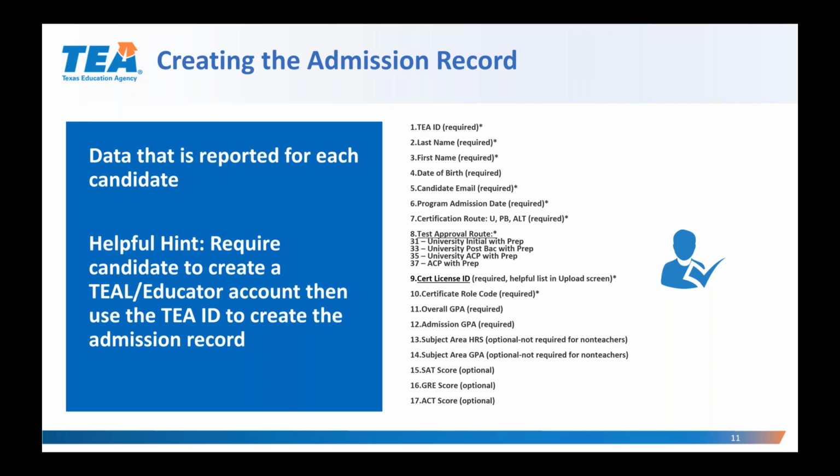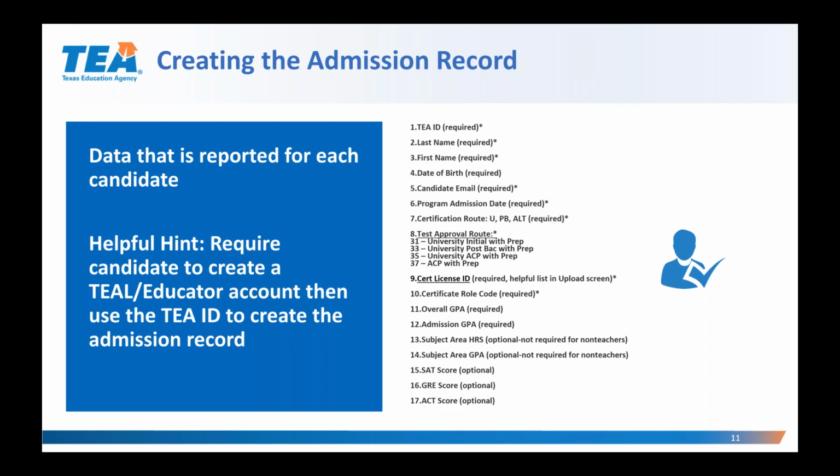The items on the list on the slide that are marked with an asterisk are those that cannot be edited once you have saved the record. Other fields may be edited by the EPP as needed to accurately and completely report candidate information. If editing one of the non-editable fields becomes necessary, please contact your assigned TEA specialist for assistance.